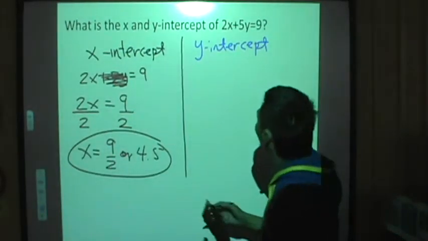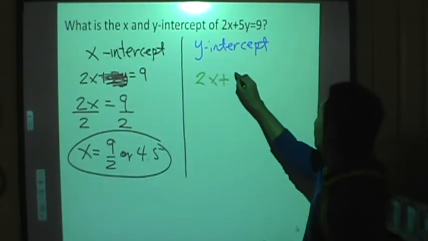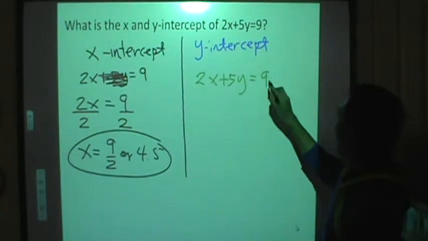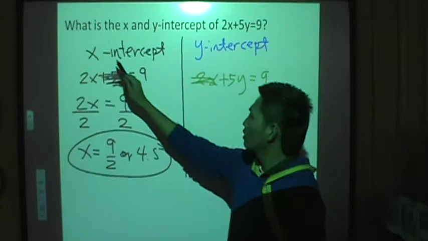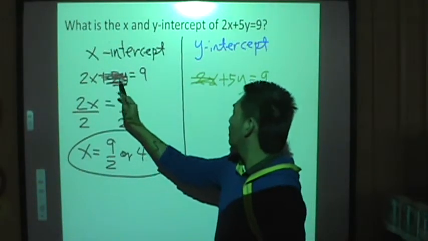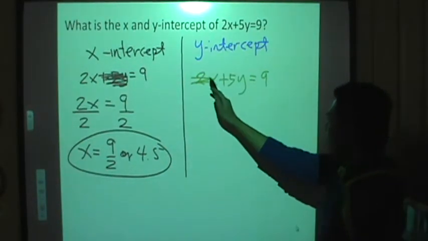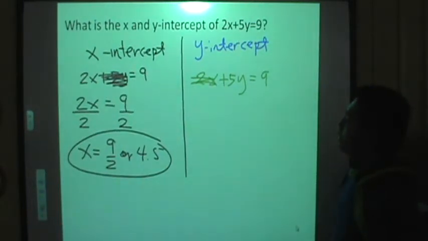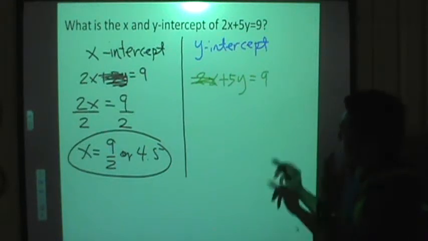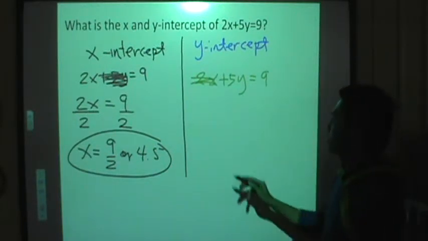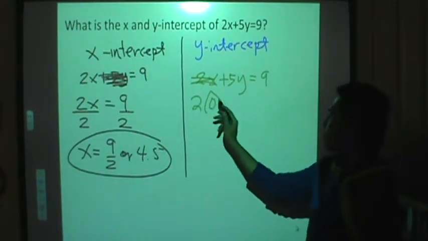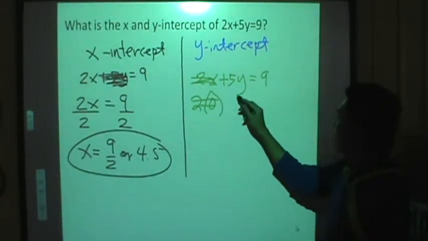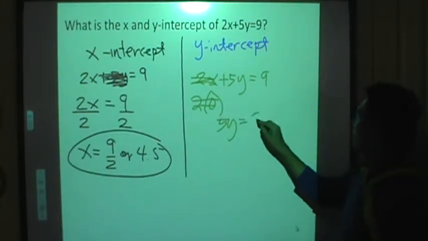How about here, the y-intercept? Again, given 2x plus 5y equals 9. If we're solving for the y-intercept, we need to get rid of the x. A while ago we were solving for x, we got rid of the y, and now we're solving for y. Why are we getting rid of the x? Because the y-intercept should be on the y-axis, therefore your x will become 0. 2 times 0 is just nothing, and now you have just 5y equals 9.